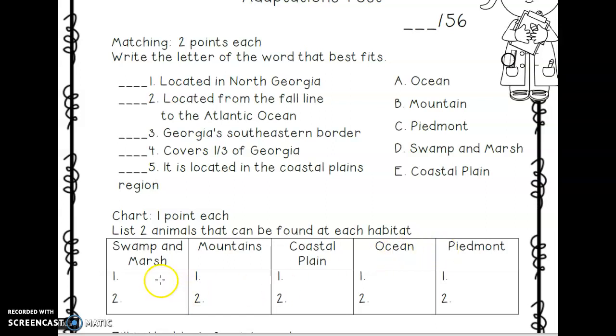Swamp and marsh, the duck and the alligator live there. Mountains, box turtles and bobcats live there. And also we could say the Georgia black bear. Coastal plain, wild hogs and snakes. Ocean, crabs and shrimp. Piedmont, deer and river otter.